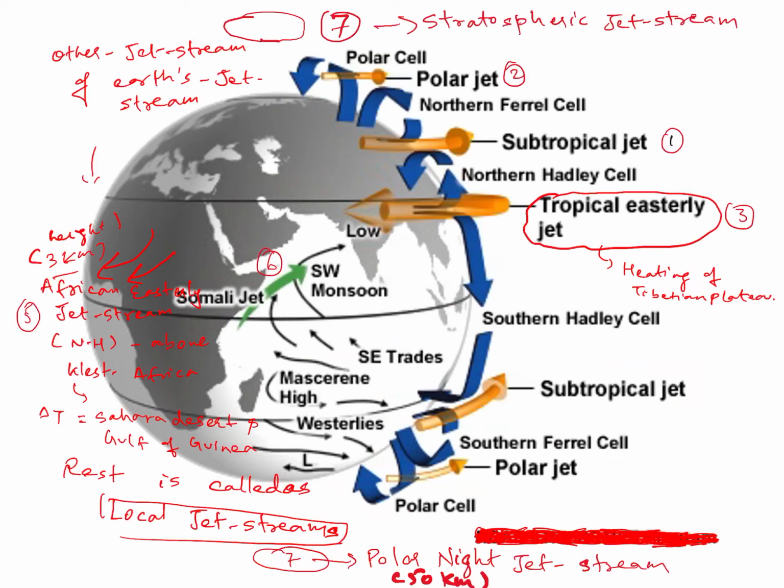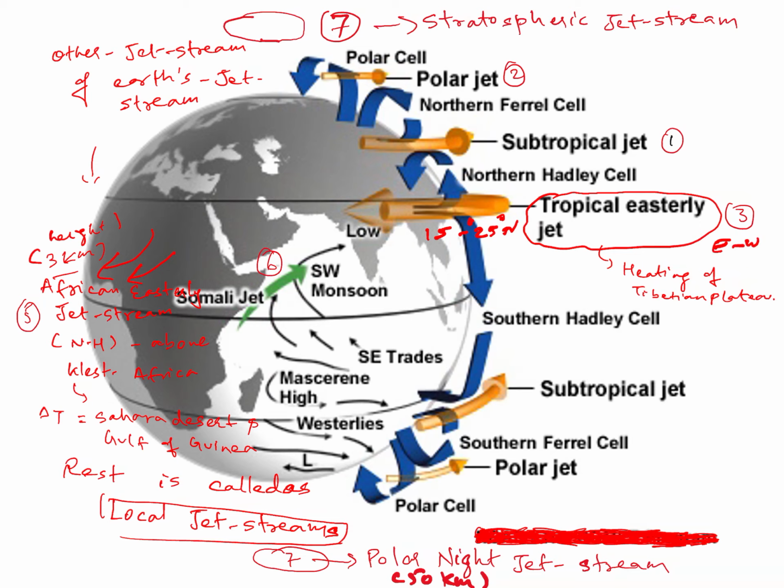If we see in the sketch, in the tropical areas the jet stream is called the tropical easterly jet stream, which moves from east to west. It is a temporary and seasonal jet stream, found at a height of 12 to 14 kilometers, at latitudes 15 to 25 degrees north, moving from east to west.